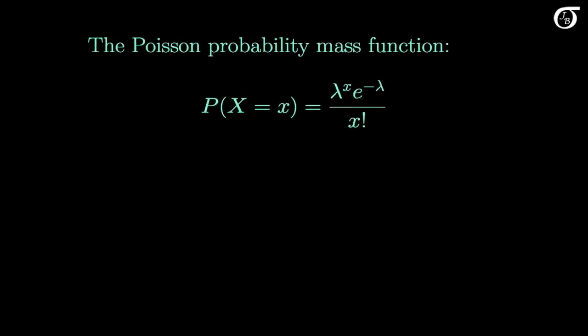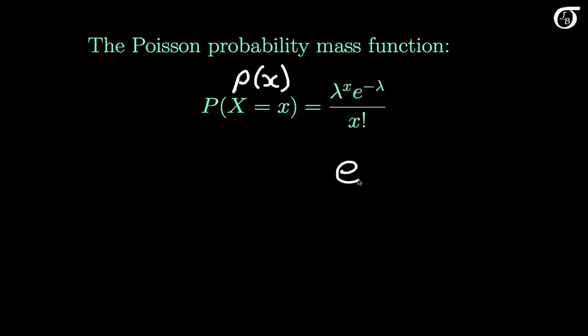Here's the probability mass function for the Poisson distribution, what we'll use to calculate probabilities. The probability the random variable x takes on the value little x, which you'll sometimes see written as p of little x, is equal to lambda to the x times e to the minus lambda over x factorial.